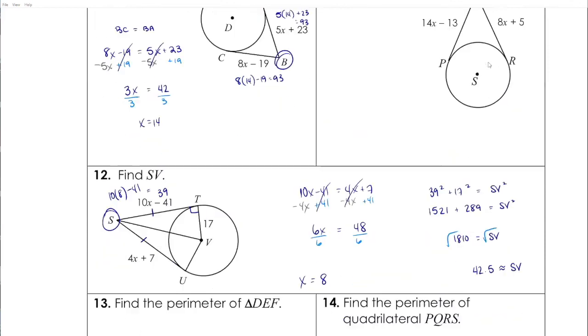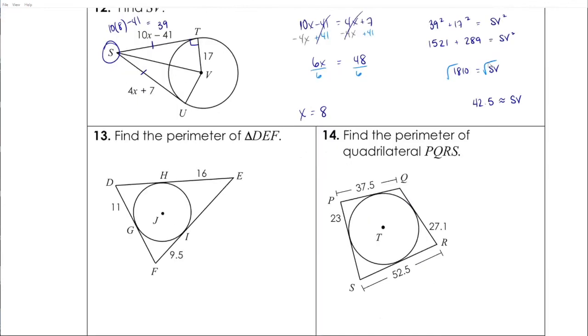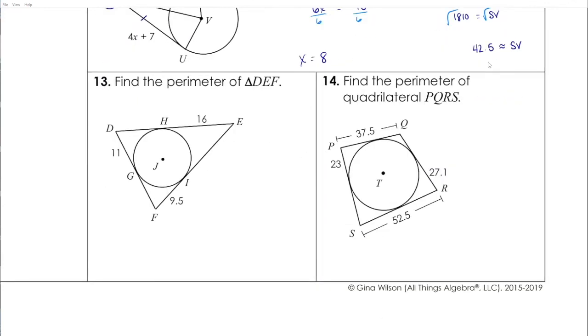All right, let's do 13, then I'll set you free. Okay, find the perimeter of triangle DEF. Perimeter means distance around. So we've got to be able to add up all the side lengths. Maybe we should have focused on 4.